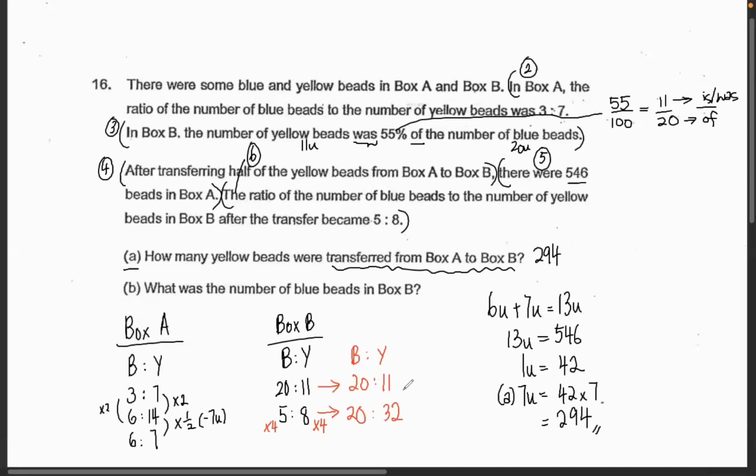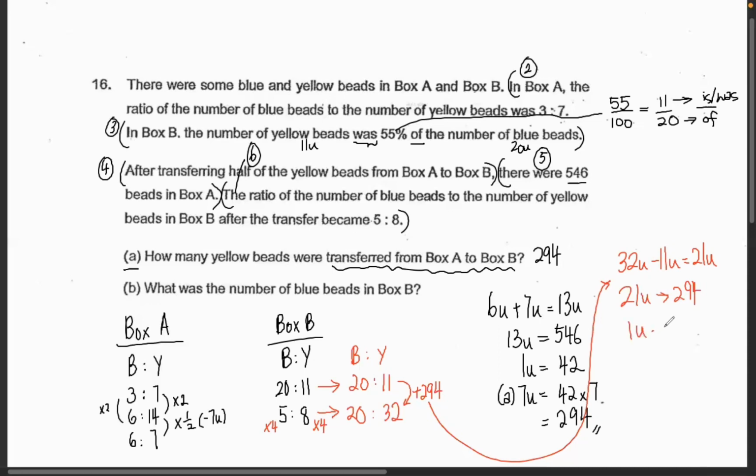Now if you're wondering, hey, why is it that there is a jump? Of course there is a jump, because just now, remember in box A, I took out half of the yellow bits from box A and I put it into box B. And we know that that is actually 294. So I want to ask myself, how many units will that be? I'm going to continue from here. I can see that 11 to 32, so 32 units minus 11 units gives me 21 units. So I can confidently write that 21 units is equal to 294.